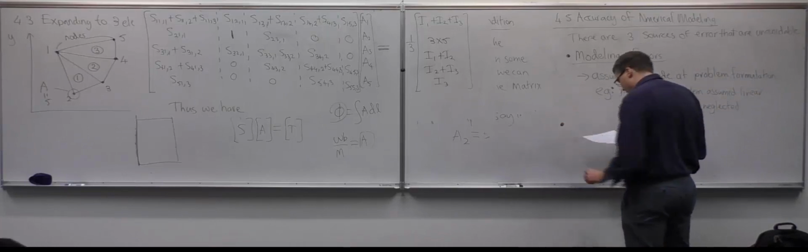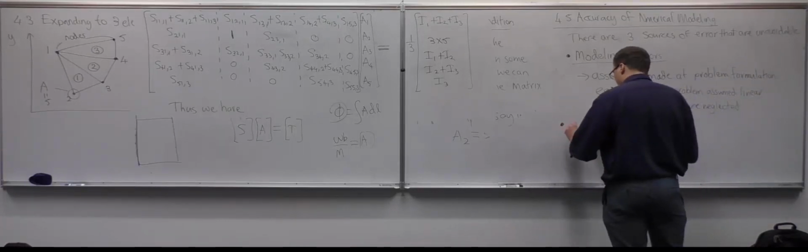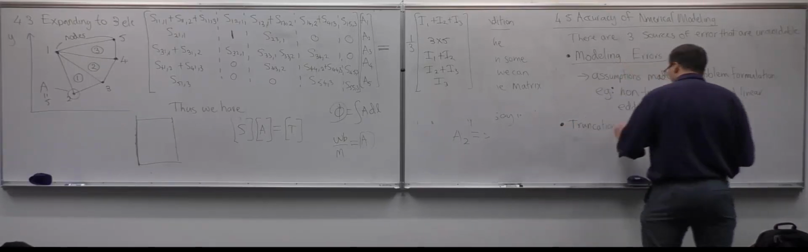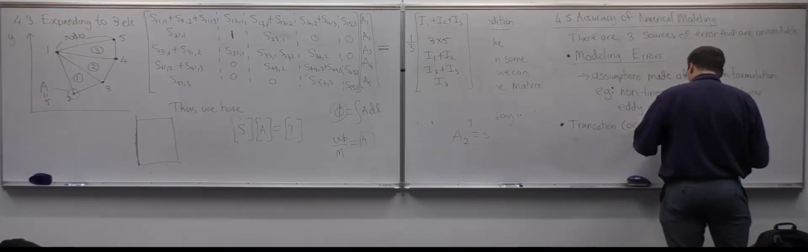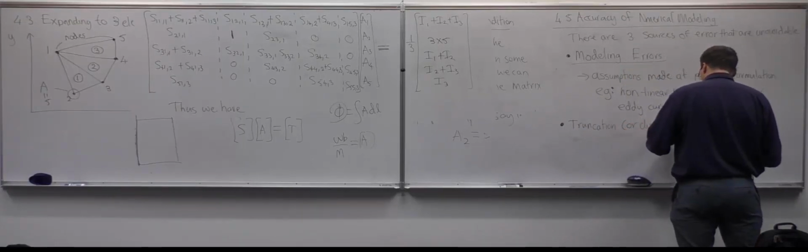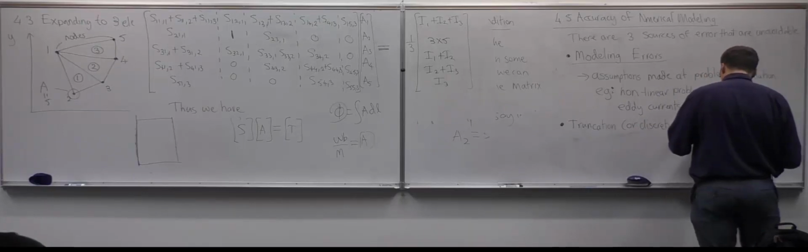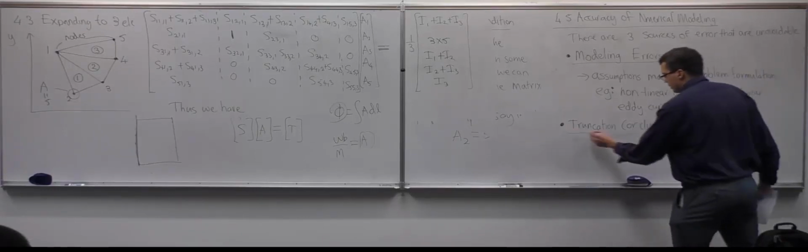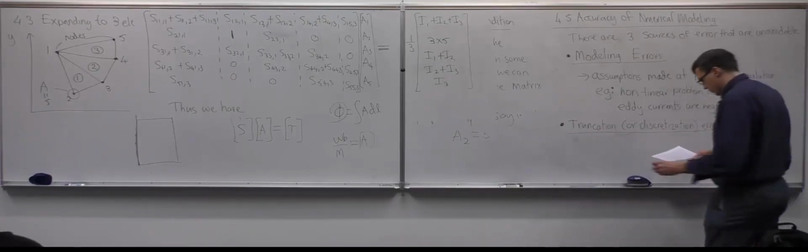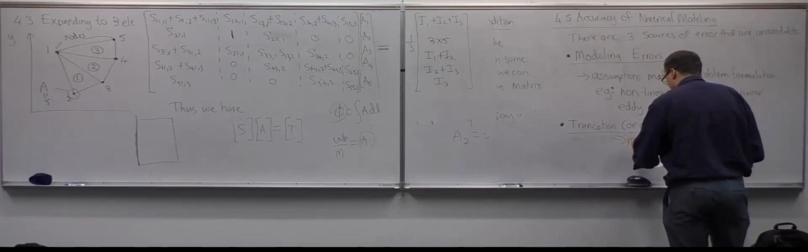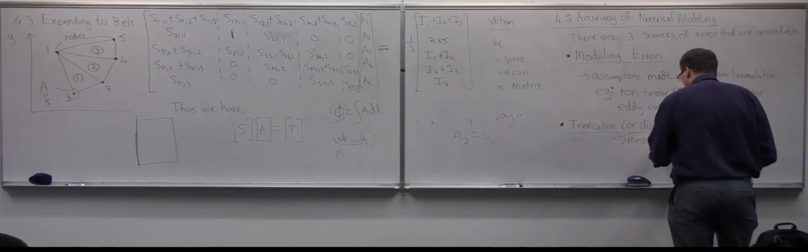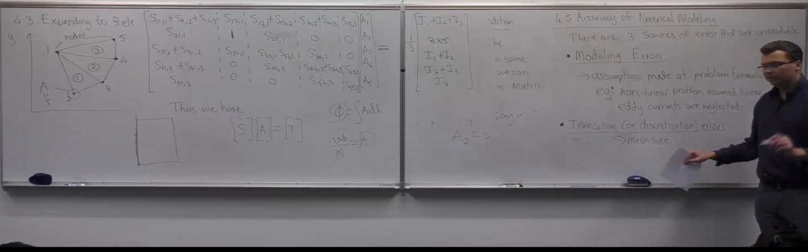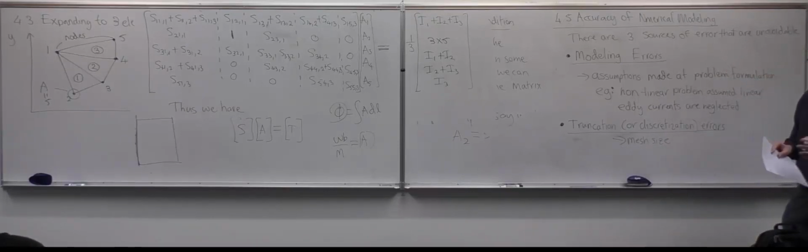Then another unavoidable error is truncation, or discretization errors. This is with regard to the finite element modeling. So the mesh size. If you increase the number of mesh elements, you should get more accuracy.